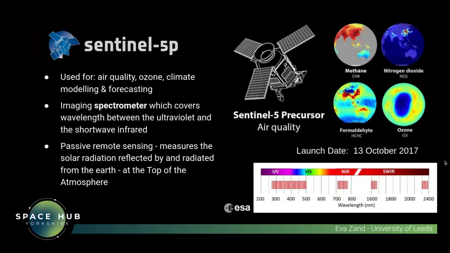This Sentinel-5P satellite is a passive remote sensing tool, which means it measures the solar radiation reflected by and radiated from the Earth. And this is at the top of the atmosphere, which means if there is no sun radiation, you can't really detect anything because there's nothing the satellite is able to receive. If you look here at the launch date, that was in 2017.